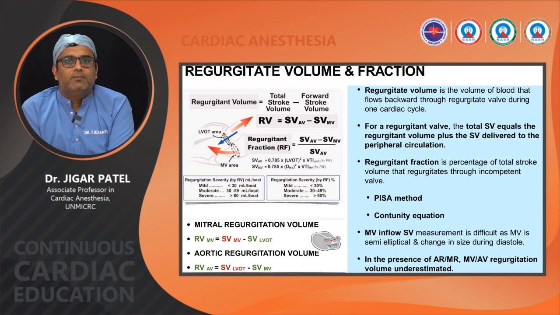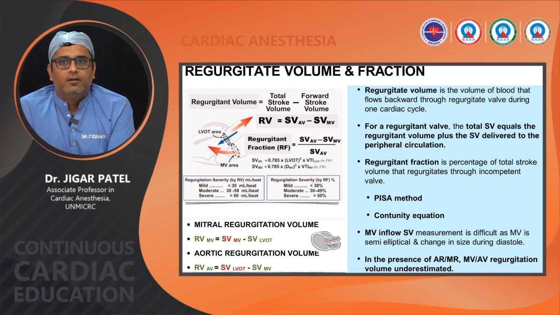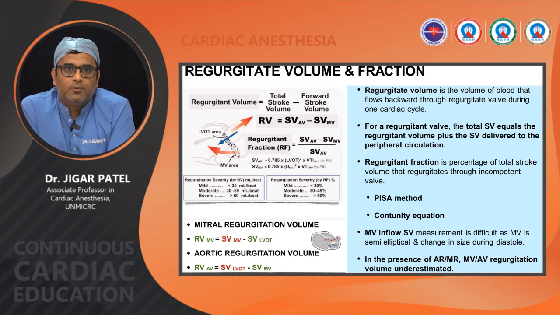Other two methods are the Pisa method and the continuity equation. Here, mitral valve inflow stroke volume measurement is a little bit difficult, because the mitral valve is elliptical and changes its shape during diastole. And if there is regurgitation of the reference valve, like MR with AR, then you cannot measure exact values. So one valve should be competent to measure this regurgitant volume.